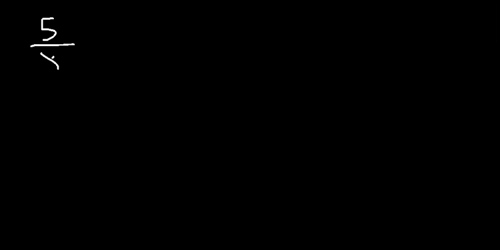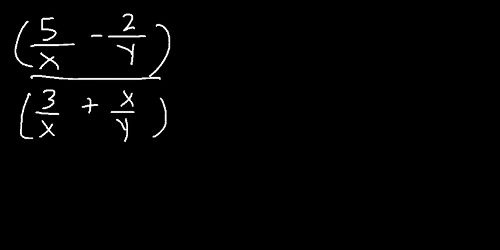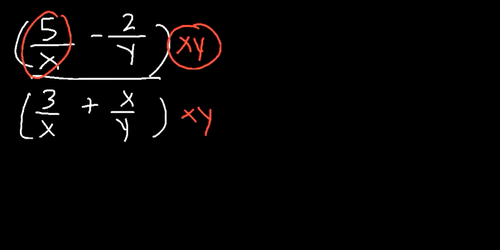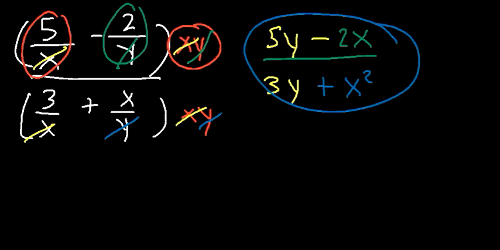Let's try this one. 5 over x minus 2 over y divided by 3 over x plus x over y. So let's multiply top and bottom by the common denominator, which is xy. So 5 over x times xy, the x variables cancel. So we're left with just 5y. And 2 over y times xy, the y's cancel. So all we have left over is 2x. Here the x cancels, so it's just 3 times y. And then here the y's cancel, so it's x times x, which is x squared. And that's the answer for that one. So some problems are easier, others are harder.